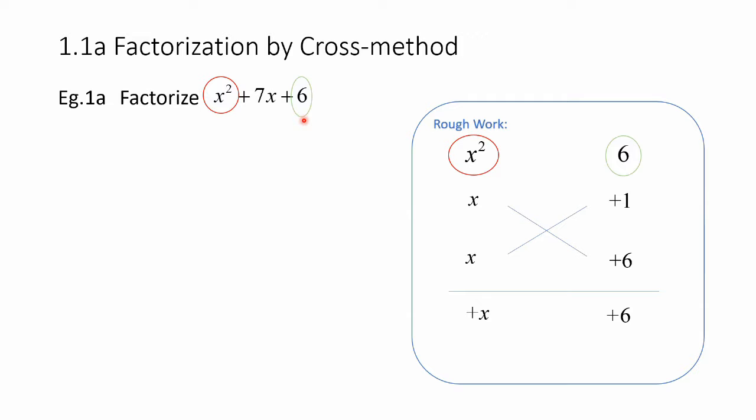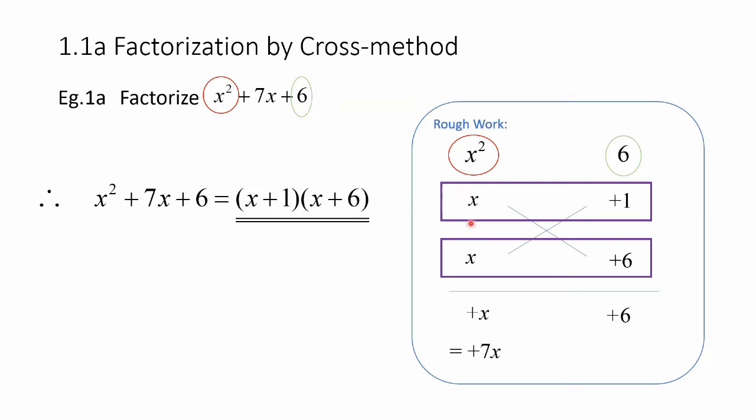We have positive x and positive 6 here. Add them together. We've got positive 7x, which is exactly the same as the middle term of the expression. We have the answer then. By seeing the cross horizontally, we can write down the answers directly. Of course, you can also expand your answer to check whether you are correct or not.